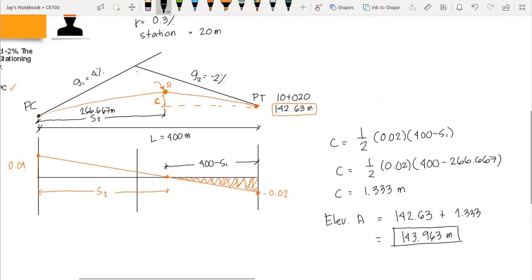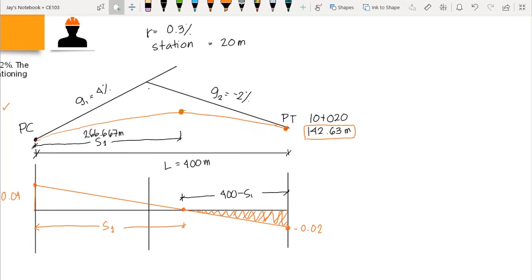Okay, so that's how you use the grade diagram in computing for the elevation. Now, what if we try to use the formula to compute for the elevation of the summit?